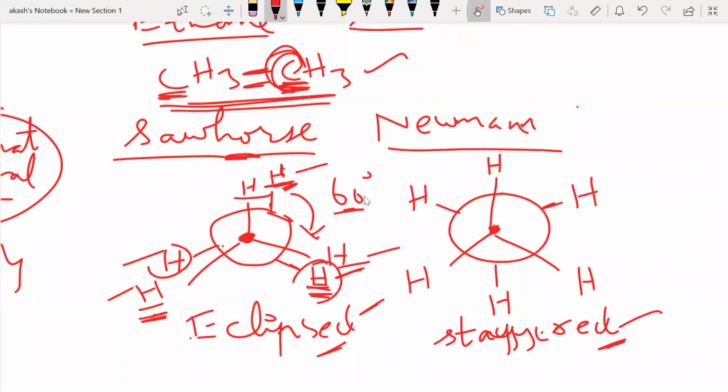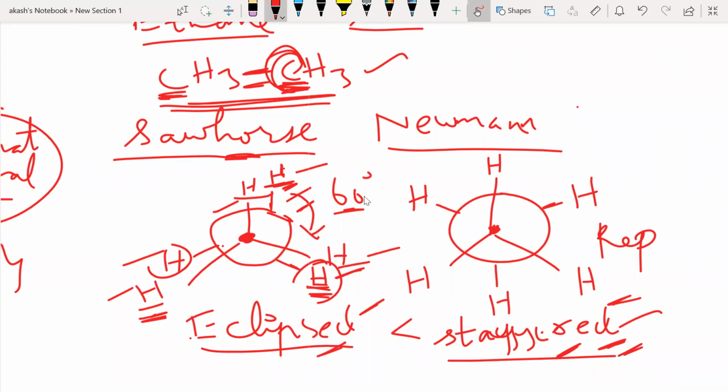Now you see the hydrogen atoms are very close by. That is eclipsed, but here the hydrogen atoms are as far away from each other as possible. This is the other extreme case. In eclipsed, the hydrogen atoms are the closest; in staggered, they are the farthest. Obviously, which is more stable? The answer would be staggered, again because of repulsions. This has lesser repulsion compared to that, because in eclipsed the hydrogen atoms are very close, while here they are at the maximum possible distance from each other.